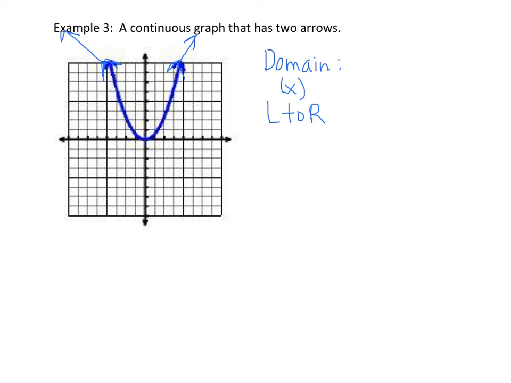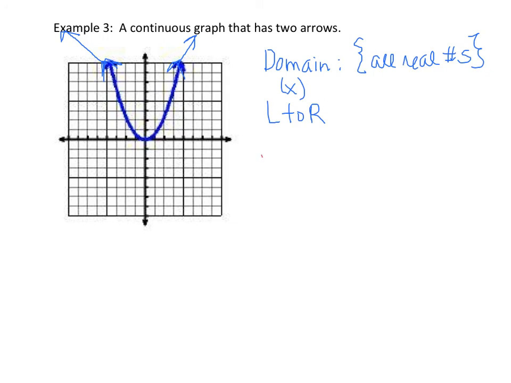So what you're going to write down when it goes forever on both sides is you're going to do your little curly parentheses and you're going to just say all real numbers. And then close it. Okay, so what that means is that the domain is all of the real numbers for x.